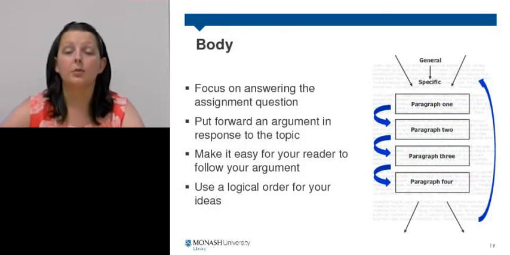The body section is where you actually answer the question. So it's where you put forward an argument in response to the topic you are given. You need to make sure that the body section is really easy to follow. Therefore, it needs to be really logically ordered.